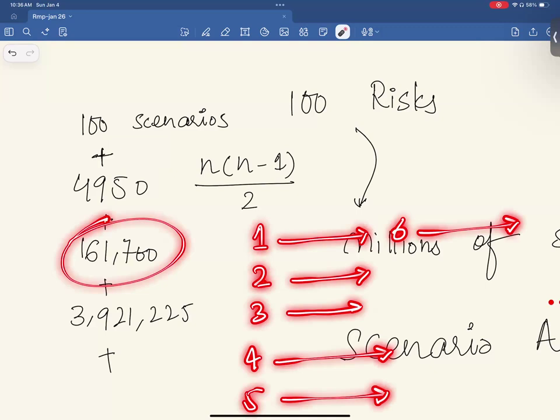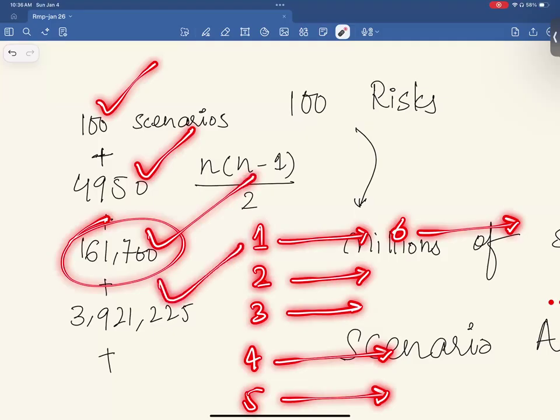So first you will be analyzing 100, then you will be analyzing 4,950, then you will be analyzing this, then this, right? So this is how it is done. So you're not sticking to three only. No, just the formulas will change.